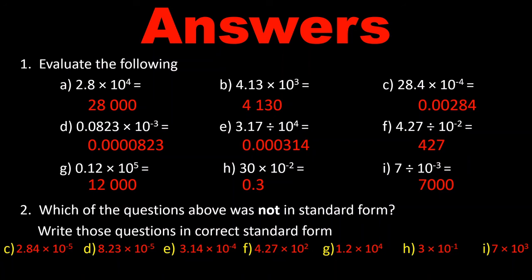Now, how did that go for you? Does it make sense? Is there anything that's still a bit unclear? I'll bet the positive and negatives and the multiplying and dividing might be a bit confusing for some of you.